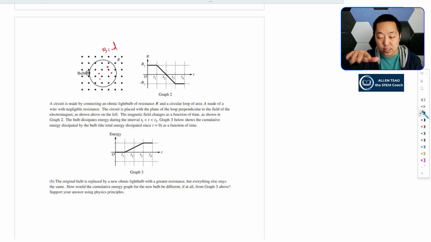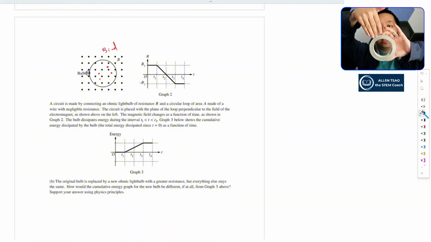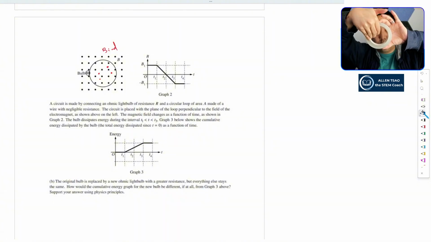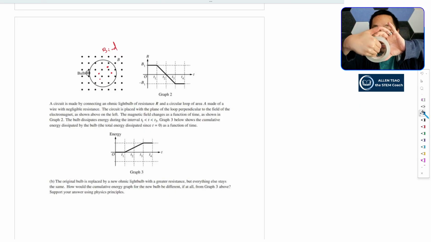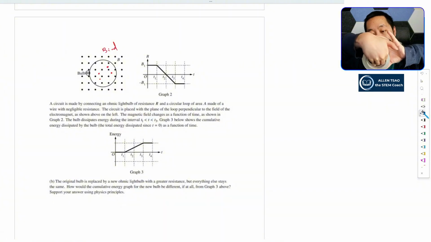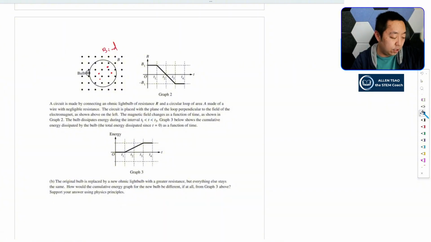Now, because it's coming out of the page, because you have a loop like this, I want my fingers to curl towards me. So it's coming towards me here. That means my thumb is pointing, from my perspective, not your perspective, going counterclockwise here. So the current is then going to go counterclockwise. That's how Lenz's law works.